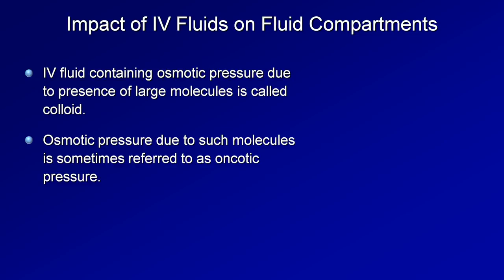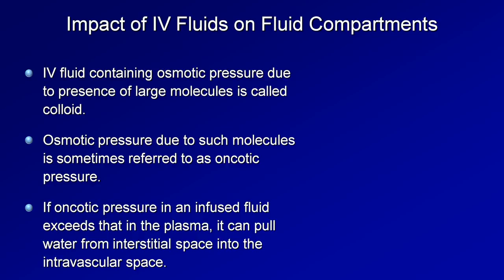If a colloid fluid is infused and it contains particles of solute that are too large to move from the intravascular space to the interstitial space, what happens? In this case, the extra solute from the infused fluid will pull water from the interstitial space into the intravascular space, and thus even less volume of colloid may be needed to expand the intravascular volume. Depending on the tonicity and oncotic pressure of the colloid, it may even draw water out from the intracellular space. And here's what that might look like.